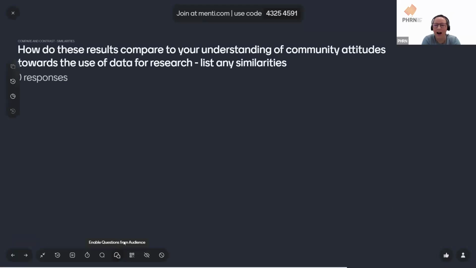Fascinating stuff. Now, we've got a couple of Mentimeter questions, and then I think we'll let you have a quick break to grab a cup of tea or a toilet break. So let's get going with the first of the questions. How do these results that you've just heard from Julia and Annette compare to your understanding of community attitudes towards the use of data for research? First of all, can you just list any similarities?